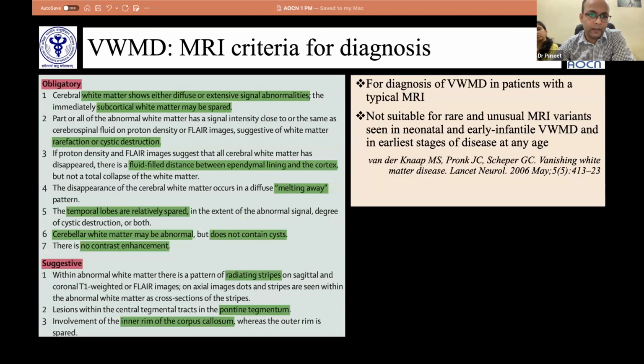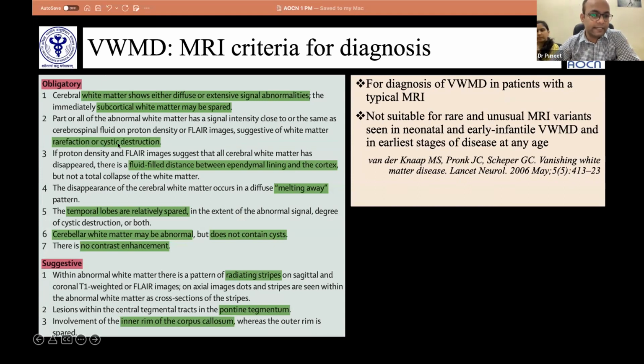Now coming to the vanishing white matter disease MRI criteria, these criteria were given by van der Knaap et al. in 2006. There are 7 obligatory criteria and 3 suggestive criteria. We will go through them one by one. The first criterion is that there will be diffuse white matter involvement. The subcortical white matter will be relatively spared.